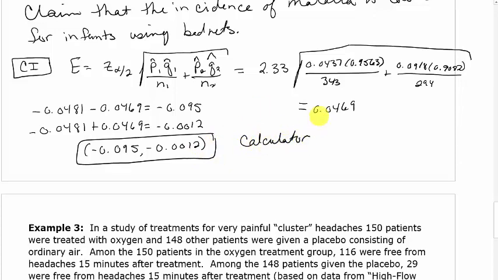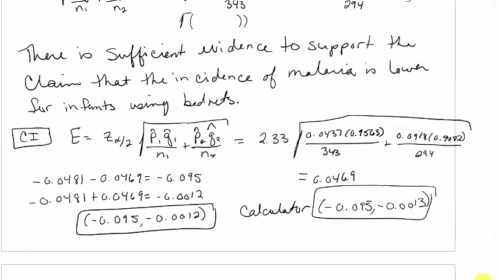If you used your calculator to compute your confidence interval, you would get negative 0.095 up to negative 0.0013. So pretty close to what we get when we do hand calculation. And what we can say from this is that 0 is not in our confidence interval, so we can conclude that for sure the two proportions are not equal to each other, and this entire confidence interval is also less than 0, which would make us think that P2 is bigger. That means that there were more incidents of malaria without the use of bed nets.